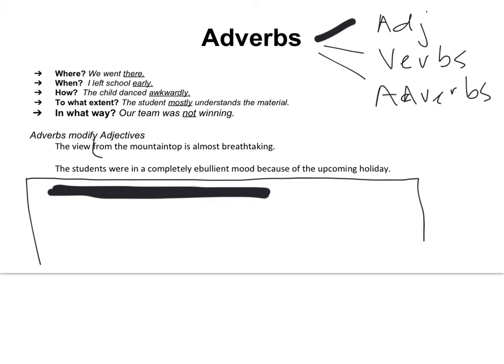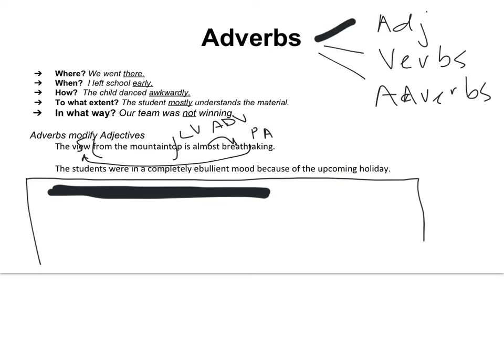The view from the mountaintop is almost breathtaking. I've got this linking verb that's linking breathtaking to the view. Here's my subject. This is my predicate adjective. And almost is modifying the predicate adjective. So it's an adverb modifying an adjective.